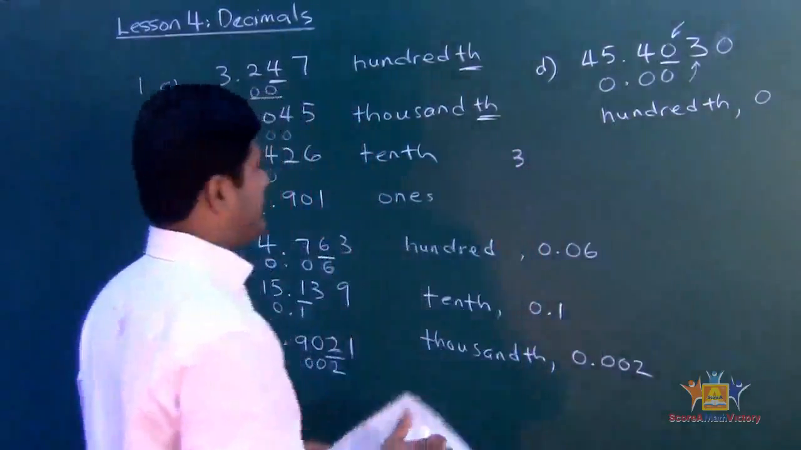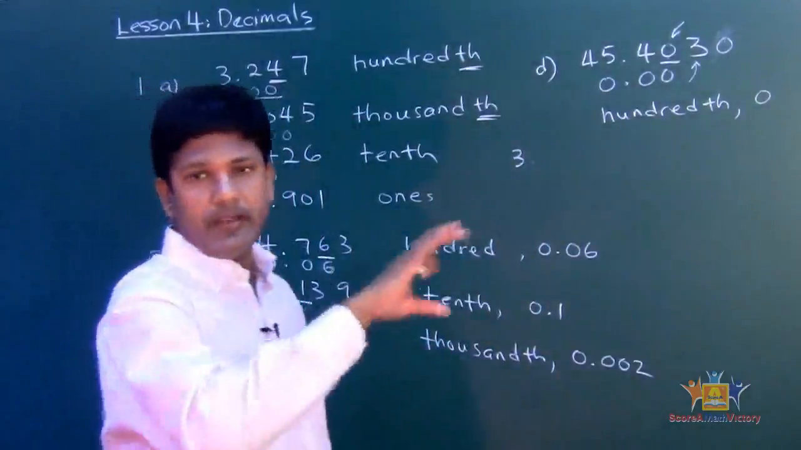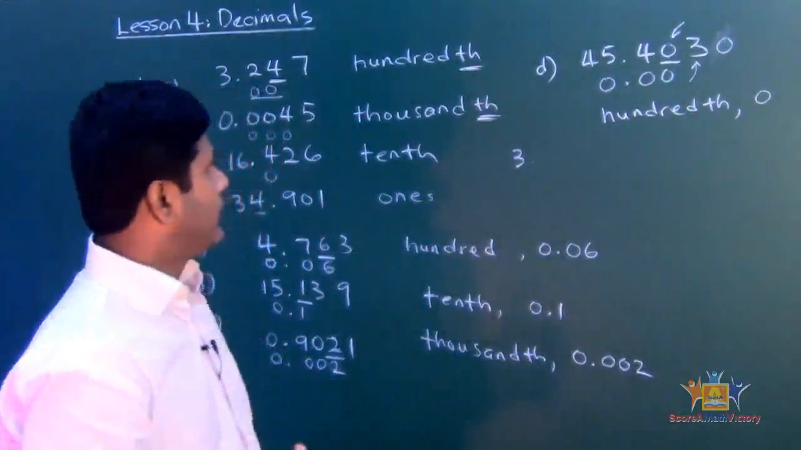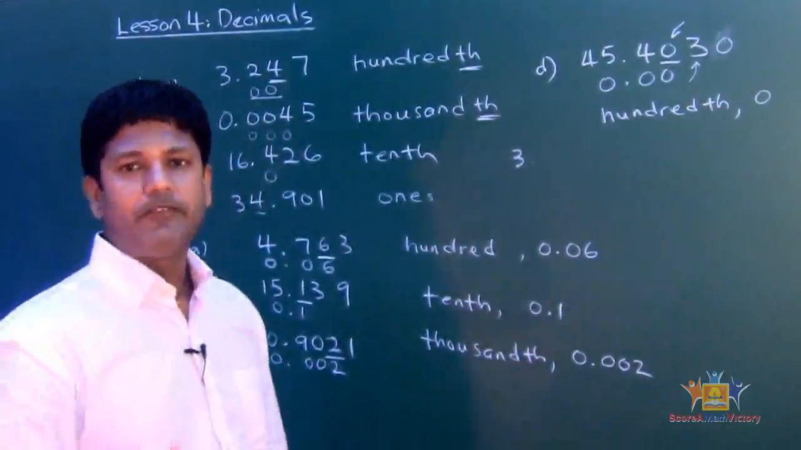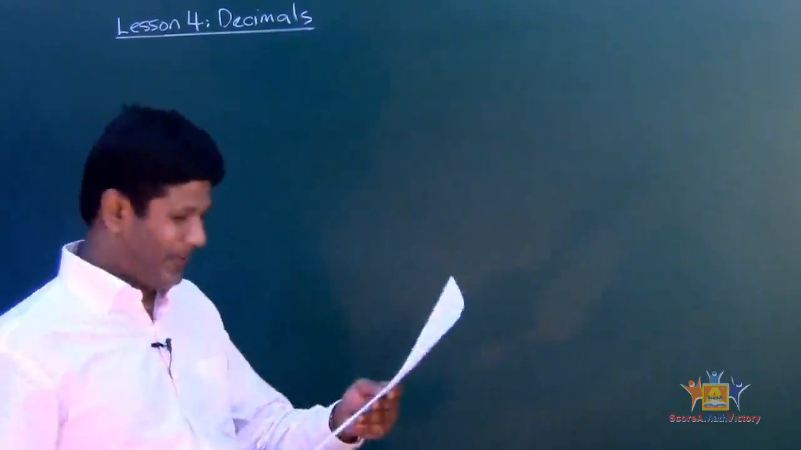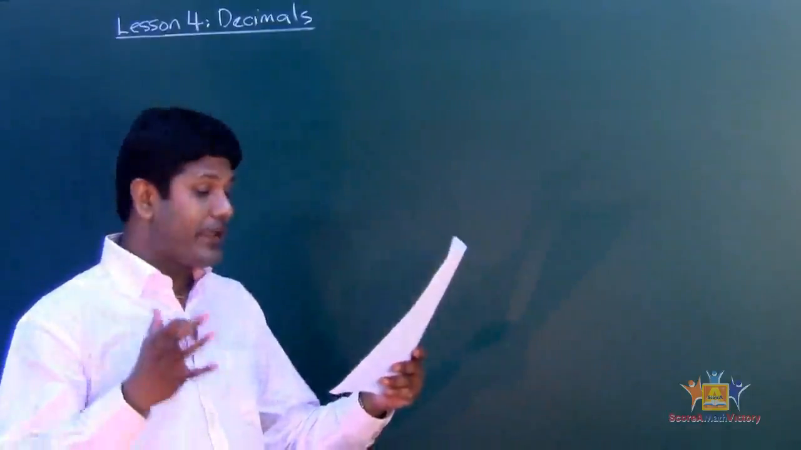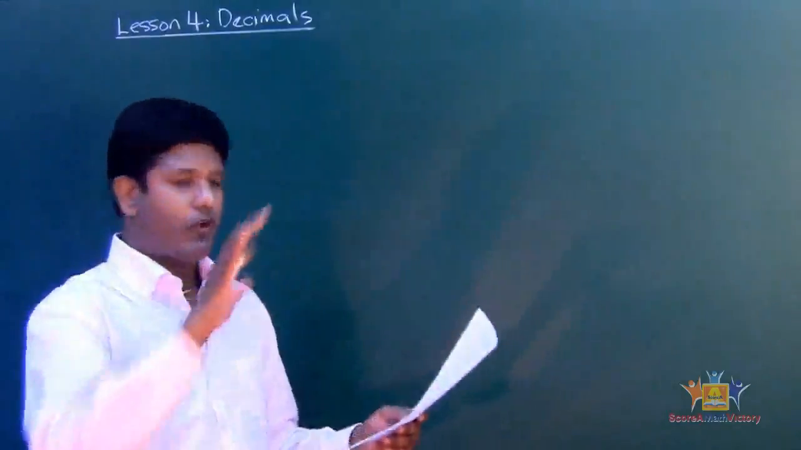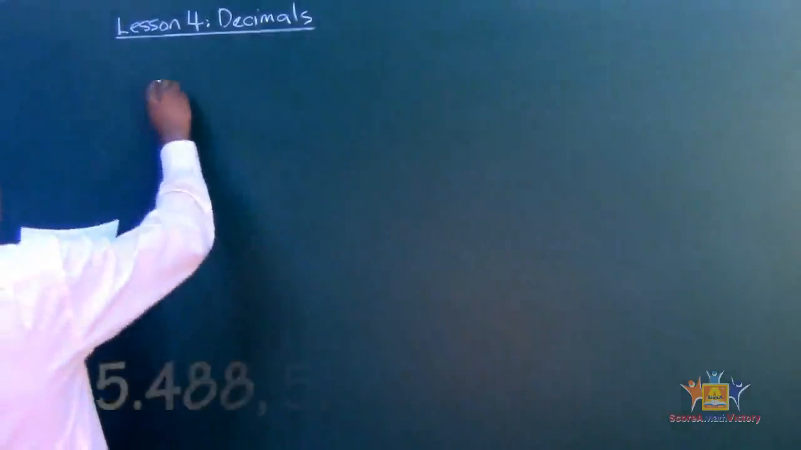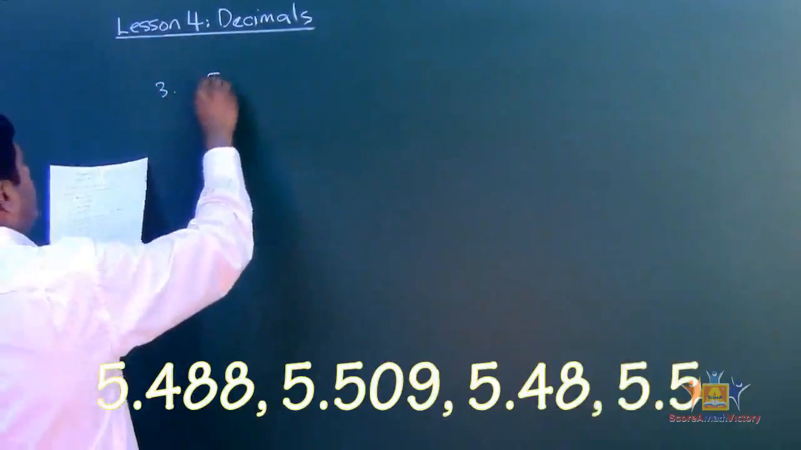Well, how about we do this? Let Mr. Mac erase the board, so that way we can have more space to work on it. Give me a few seconds, I'll be back. Alright, number 3. Arrange the following decimals in increasing order. So let's write that down. Number 3. First, let's write that down.